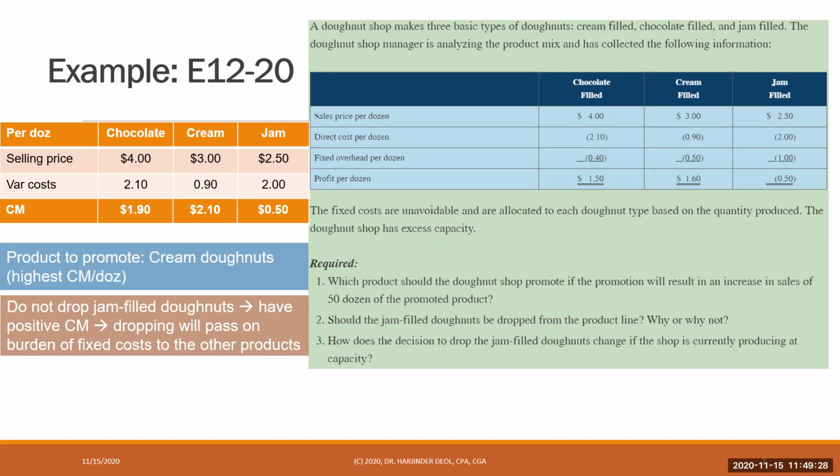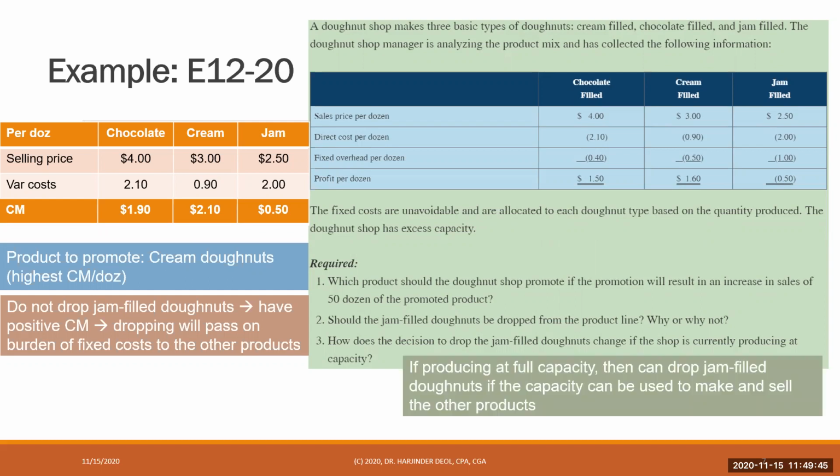Now, if on the other hand, part 3 says, if the shop is currently producing at capacity, well, then you have a bit of a jostling for space. Then you may be able to drop the jam-filled donuts, provided the capacity that is released from not making the jam-filled donuts can be used to make and sell the other product, preferably more cream-filled donuts, but chocolate-filled is not bad either. So if we could make and sell the other kinds of donuts from the capacity freed up from not making the jam-filled donuts, then yes, we can stop making the jam-filled donuts.